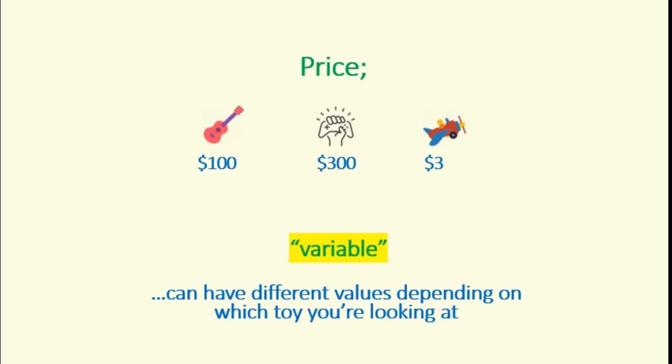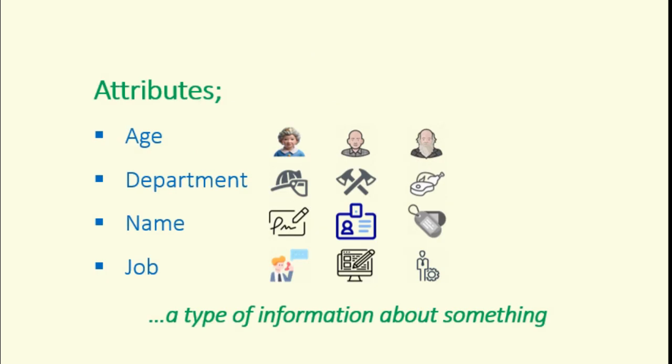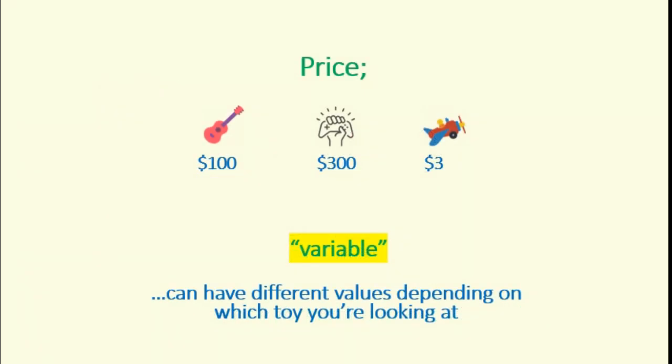So if we are to put it all together, an attribute is the type of information like age, color, or price, and it tells you what kind of detail you're talking about, whereas a variable is something that can change depending on who or what you're looking at. It's like the age that's different for each worker or the price that's different for each toy.